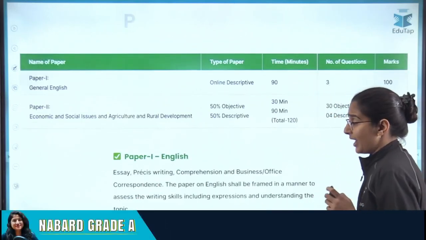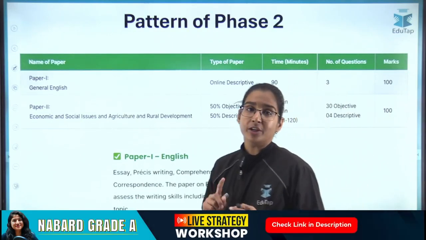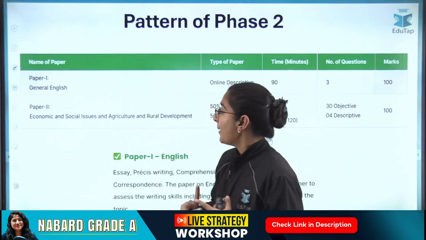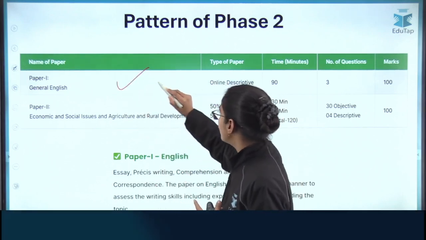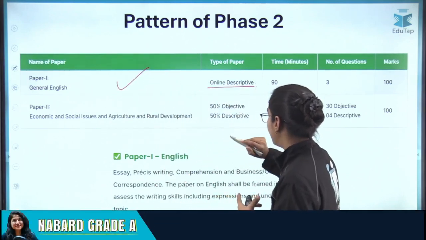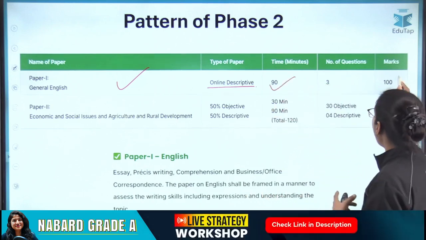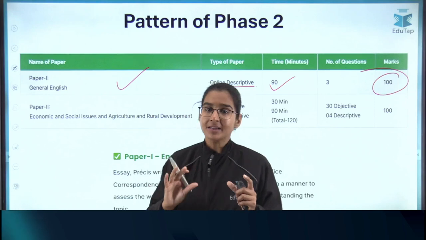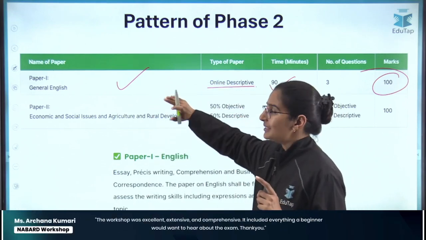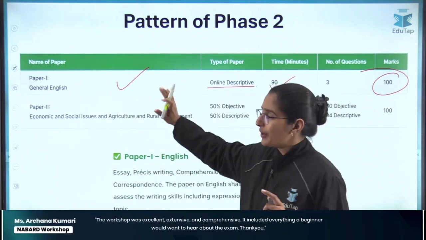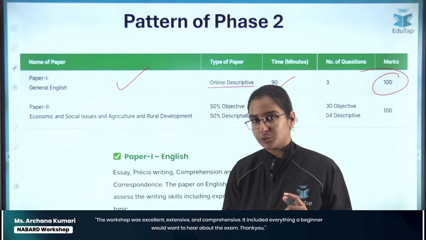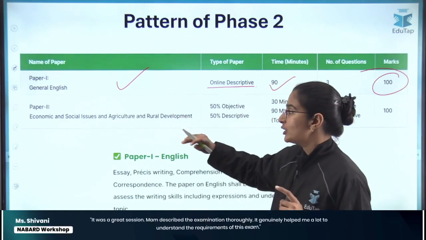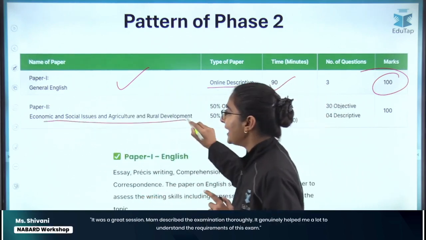Now, coming to phase 2, in phase 2 you are going to have 2 papers. Paper 1 is General English, which is going to be an online descriptive paper, 90 minutes and 100 marks. Okay? Phase 2 overall is of 200 marks. Paper 1 of 100 marks and paper 2 of 100 marks. Paper 1, General English, descriptive English paper, right? And paper 2 is going to be of ESI and ARD.